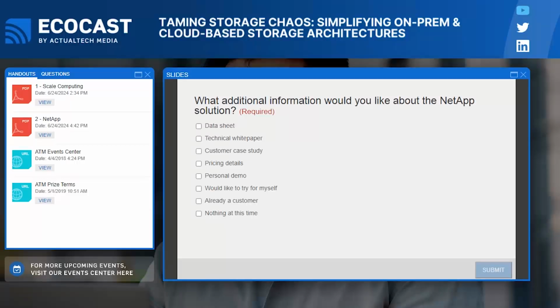Excellent. Okay, here's one about money, and I'm not going to make it awkward. How can you help save money with Broadcom VMware licensing? Can Cloud Insights help with right-sizing our VM instances?